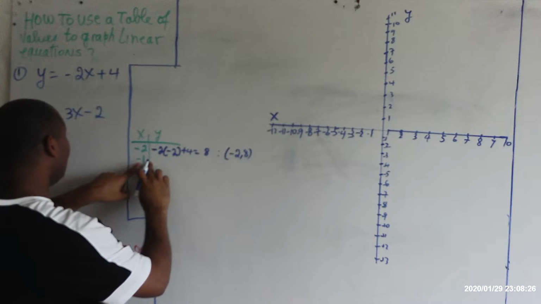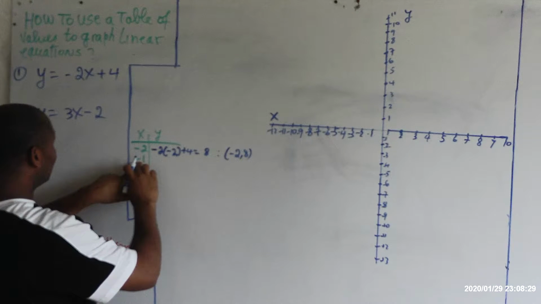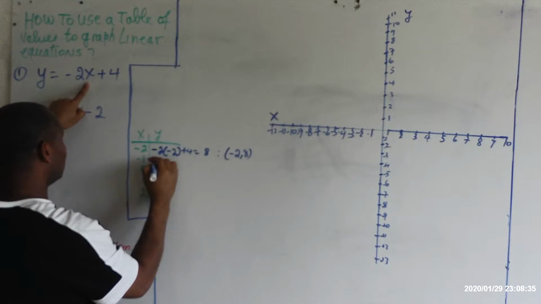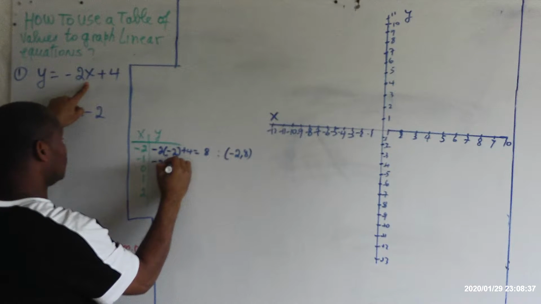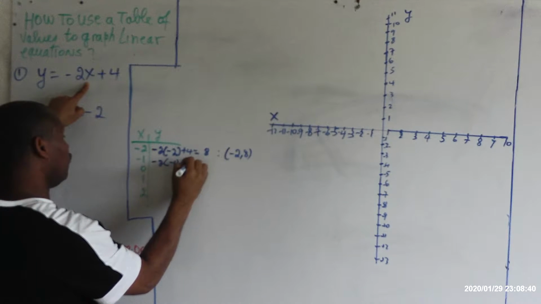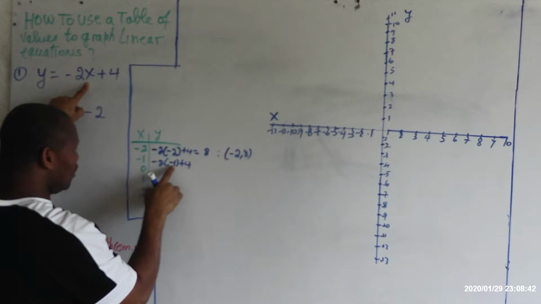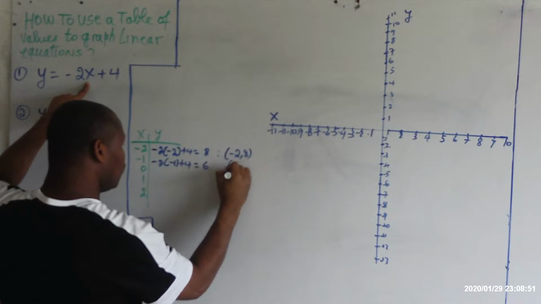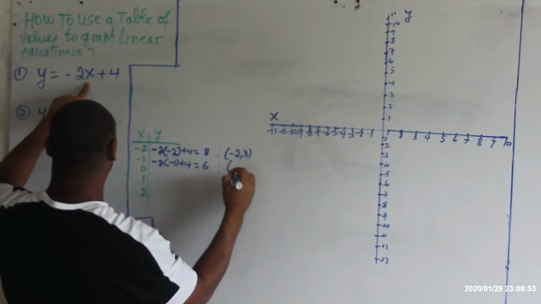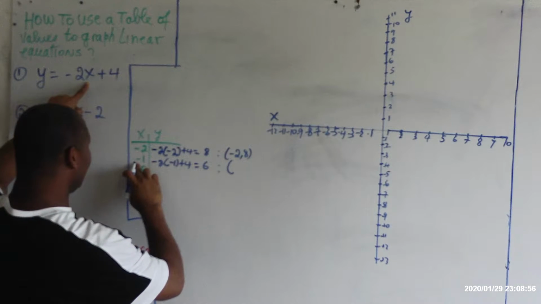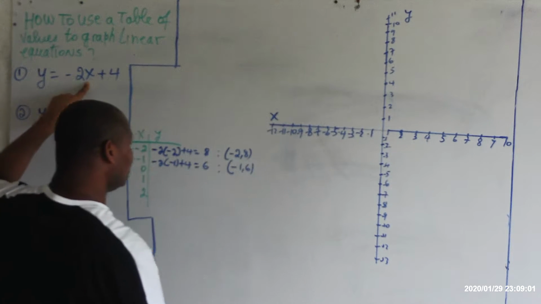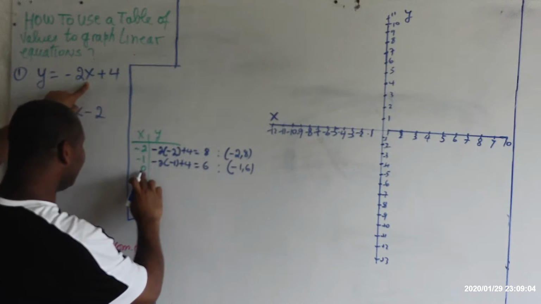Let's do that for -1. I will replace -1 in that function. So x will be replaced by -1. So -2 times -1 plus 4. -2 times -1 is going to be positive 2. Positive 2 plus 4, that's going to be 6. Okay, the coordinate will be -1 and 6.